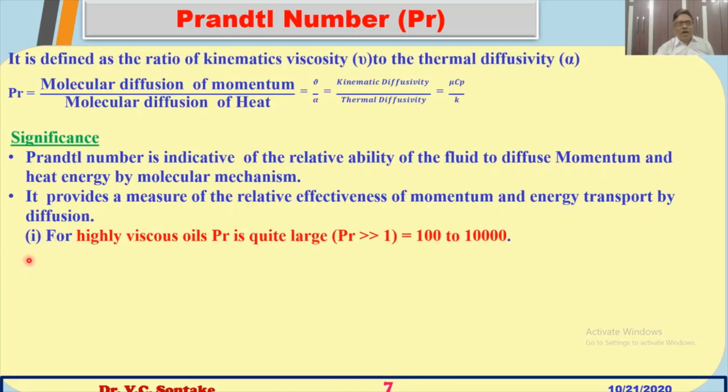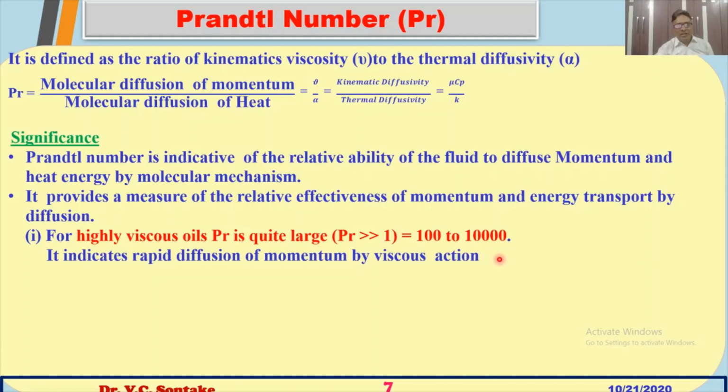For example, for highly viscous oils, the Prandtl number value is quite large. Prandtl number is much greater than 1, and it is in the range of 100 to 10,000. So the very high value of Prandtl number for highly viscous oil indicates rapid diffusion of momentum by viscous action as compared to heat diffusion. So in case of viscous oil, in convective heat transfer, momentum will diffuse rapidly as compared to heat dissipation.